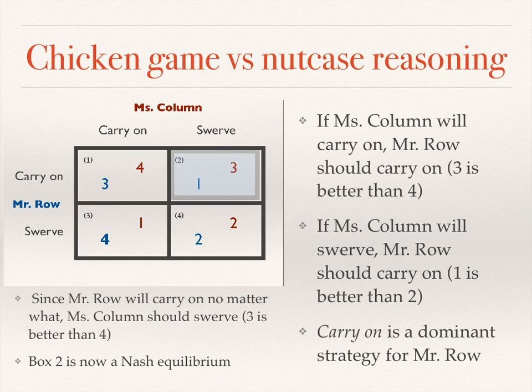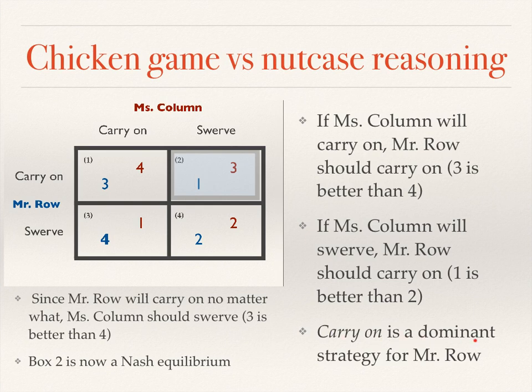Let's go through Mr. Rowe's reasoning. Is she going to carry on? If she's going to carry on, then he should also carry on, because he prefers dying to swerving. If she's going to swerve, he carries on, because he prefers carrying on to swerving. So carry on is a dominant strategy. He prefers winning the game to showing cowardice.